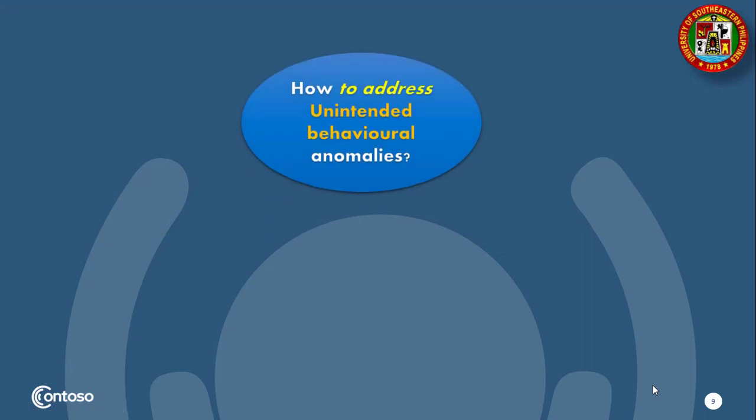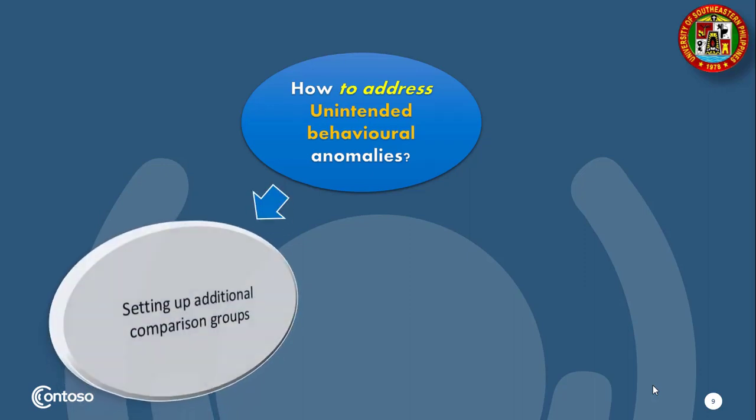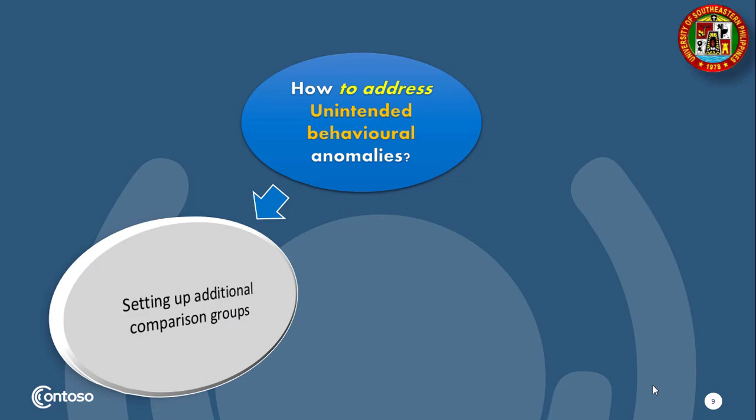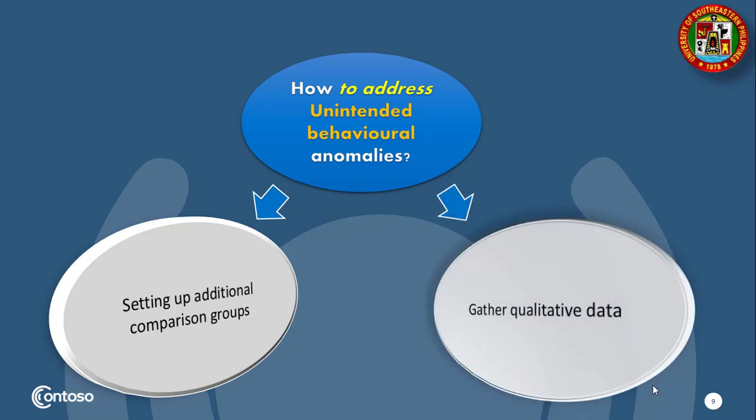So, how to address unintended behavioral anomalies? If you encountered these behavioral challenges, you can address it by setting up additional comparison groups that are unaffected by the intervention, one that allows you to clearly test for necessary responses. Another one is you can gather qualitative data in order to better understand the behavioral responses that could affect the validity of the results.